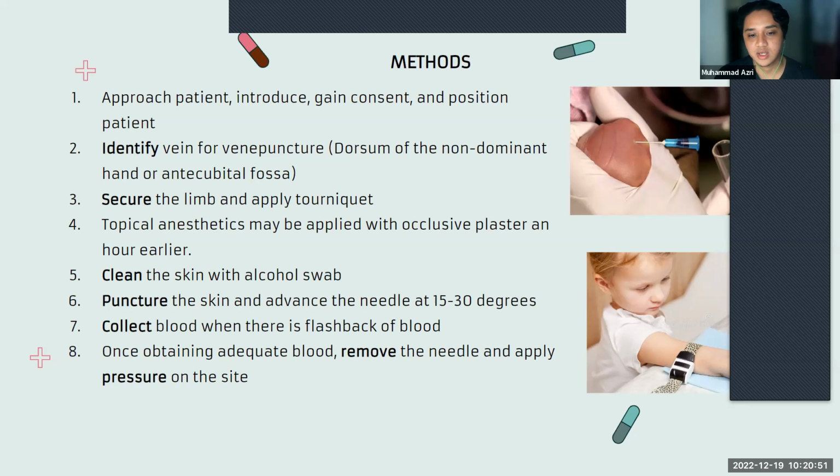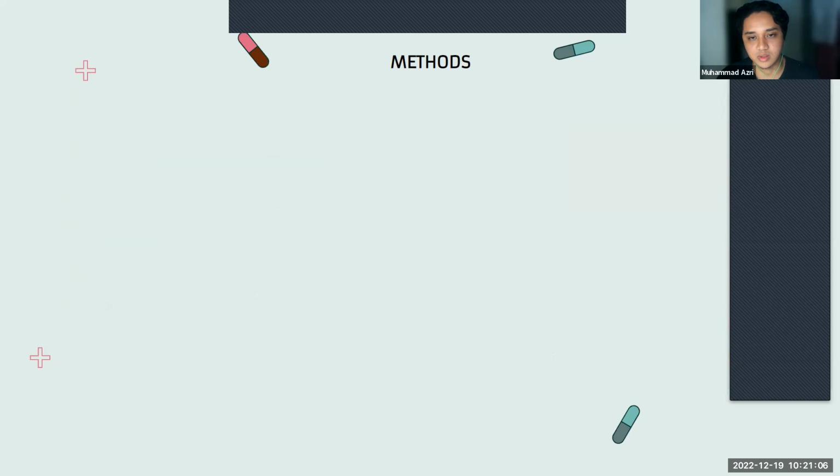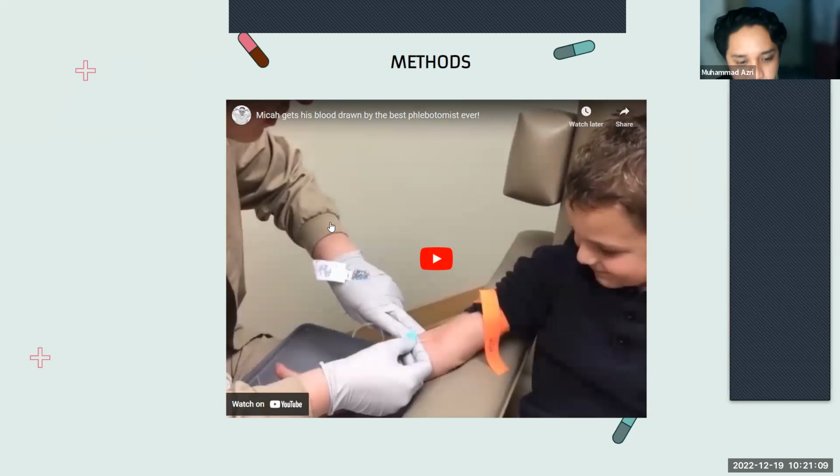We puncture the skin and advance the needle at a 15 to 30 degree angle. We start to collect the blood when we see a flashback of blood in the syringe. Once we obtain an adequate amount of blood, we remove the needle carefully and apply pressure on the site to stop the bleeding.